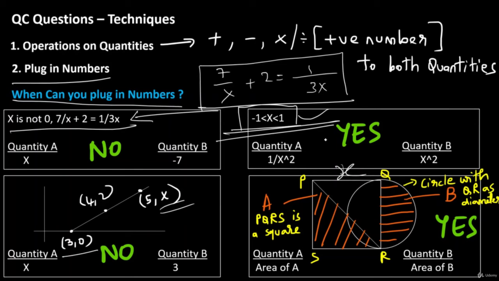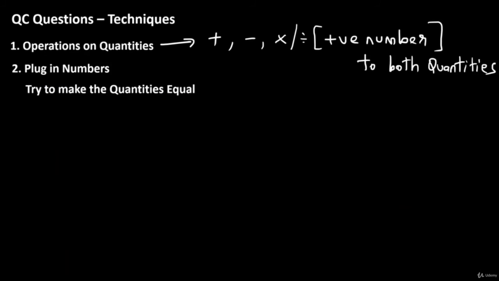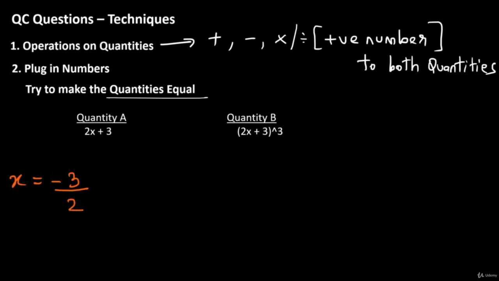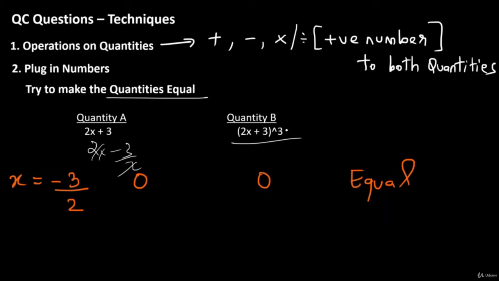All right, let's proceed. Now to make the method of plugging in numbers more effective, try to make the quantities equal. Let me show that to you over here. I have two quantities. Quantity A is 2x plus 3 and quantity B is (2x plus 3) the whole cube. Now when x is equal to minus 3 by 2, these two quantities become 0, right? Over here you have minus 3 plus 3, right? 2 into minus 3 by 2 is minus 3, plus 3 is 0, and over here also you have 0 to the power 3 which is 0. So these two are equal, right?